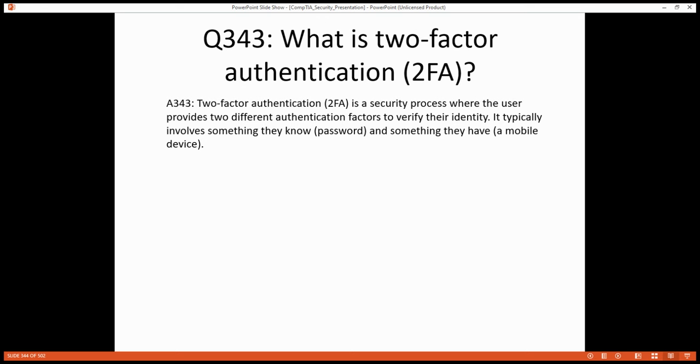Q343. What is two-factor authentication, 2FA? A343. Two-factor authentication, 2FA, is a security process where the user provides two different authentication factors to verify their identity. It typically involves something they know, a password, and something they have, a mobile device.